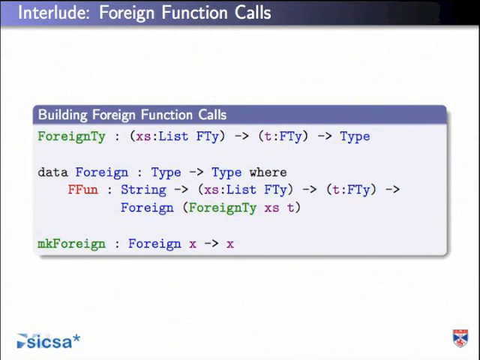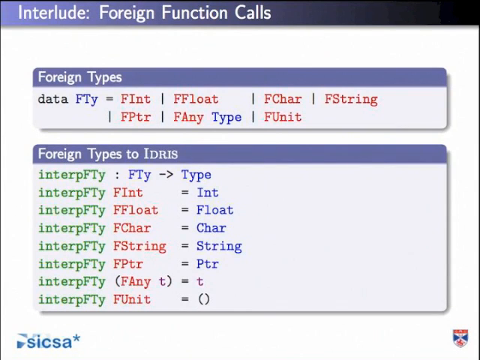Yes. FPTR, we take to PTR? FPTR becomes PTR. PTR is just a primitive type that you can't make in Idris. There are no constructors for PTR. The only way you can ever get one is from a C program.